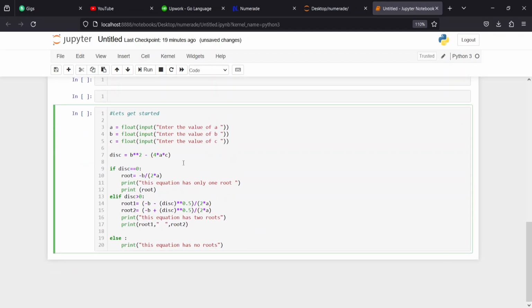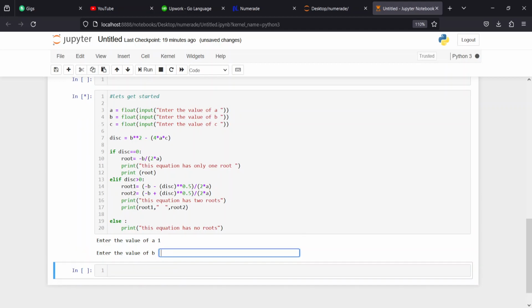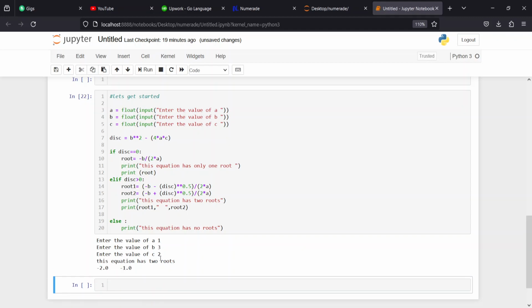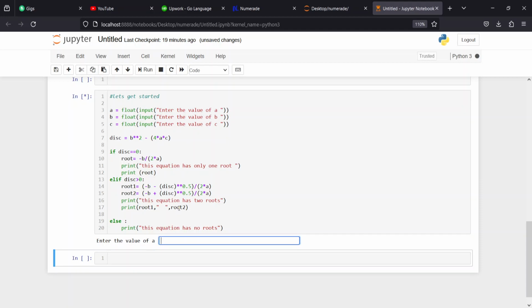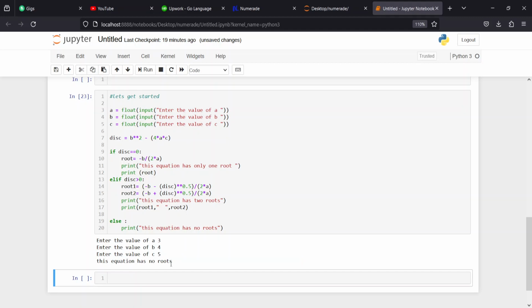To run this, you can just go here and press this run. Okay, it's asking us for a value of a. Let's enter 1. Let's enter 3, and let's enter 2. So in this case, this equation has two roots. So these are minus 2 and minus 1. Let's run again to see another solution for 3, 4, and 5. So in this case, this equation has no roots because the discriminant is actually less than 0.